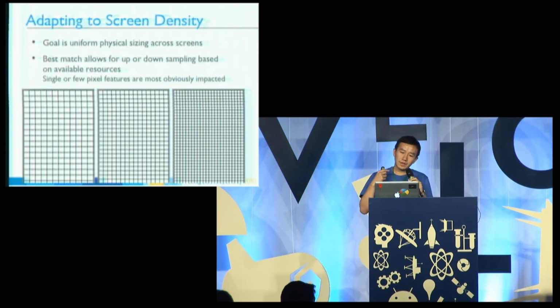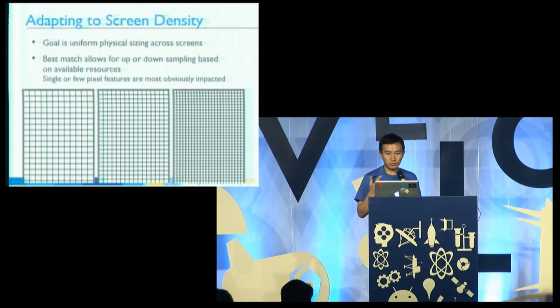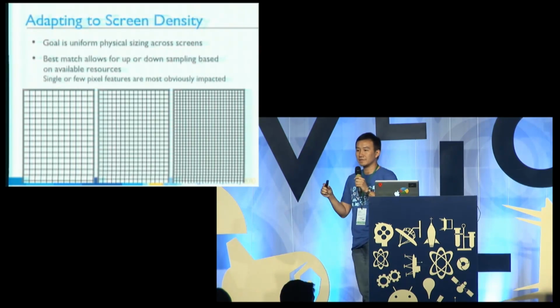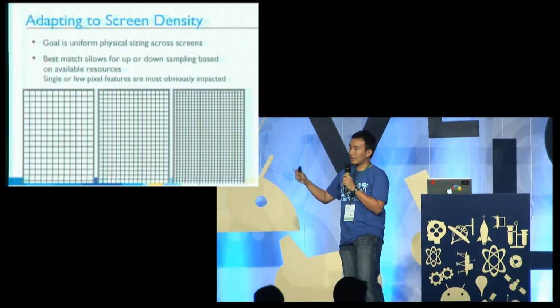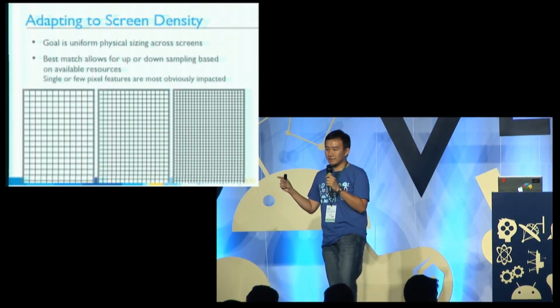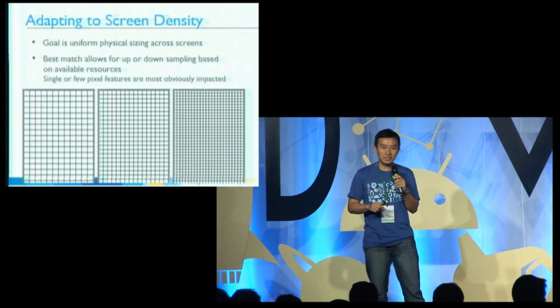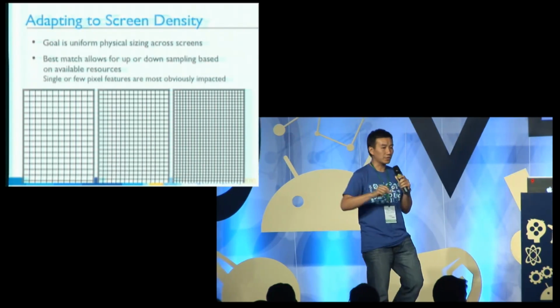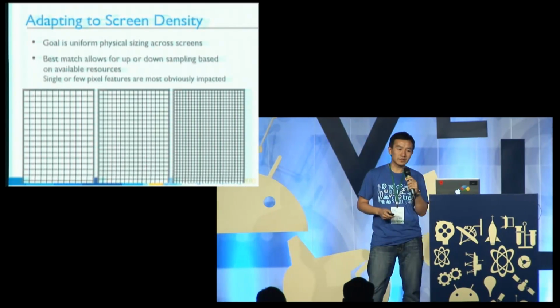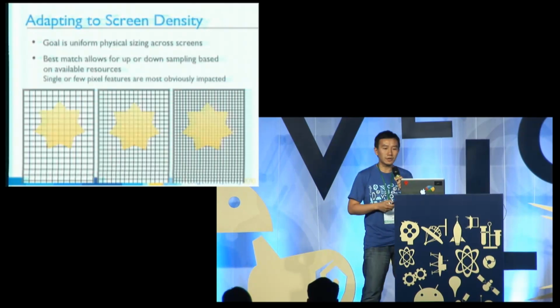So in terms of presenting drawables or these graphical elements on screen, one of the goals of the system is to make sure these different graphics appear at approximately the same size across devices of different densities, as illustrated on the 3 diagrams here. So you have 3 grids. The one on your left represents a low DPI screen, and the one to your right represents a higher density screen.